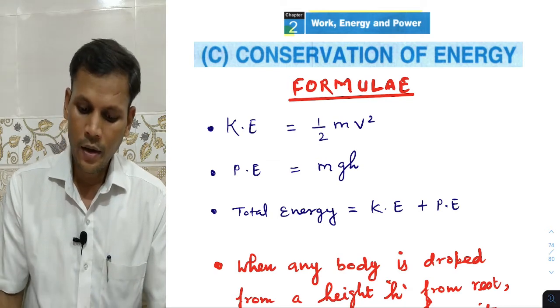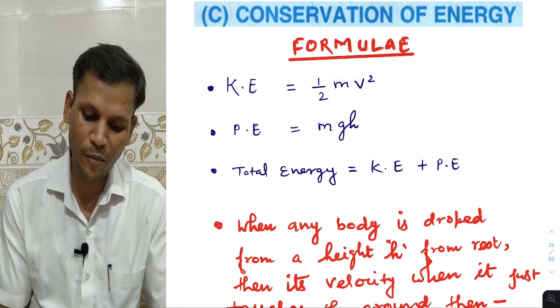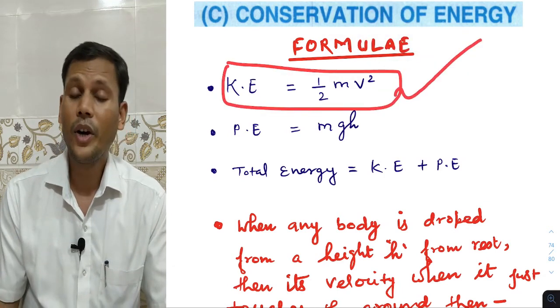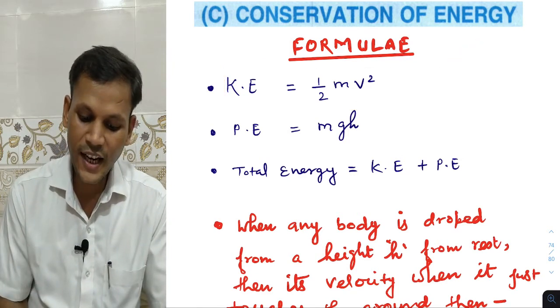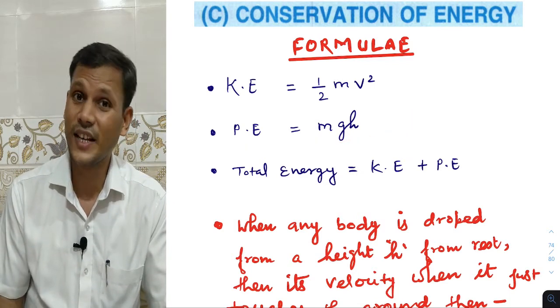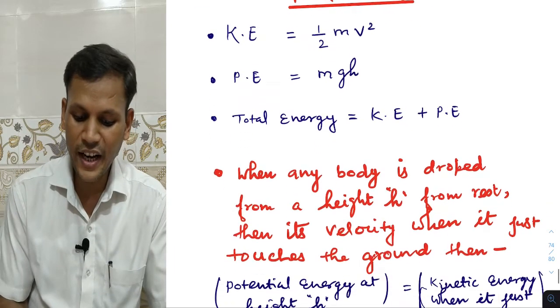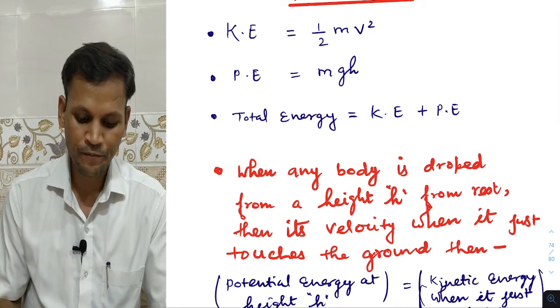That conservation means the total energy of any body always remains the same. We have some formulas. What is the formula for kinetic energy? It is half mv square. Potential energy is mgh, where m is mass, g is acceleration due to gravity, and h is the height. Total energy is kinetic energy plus potential energy.